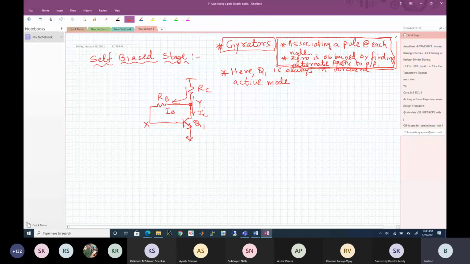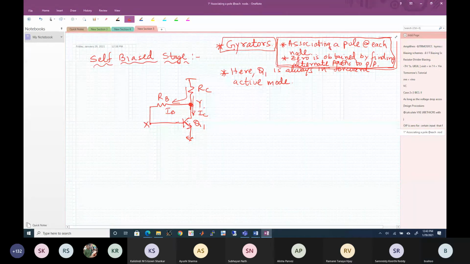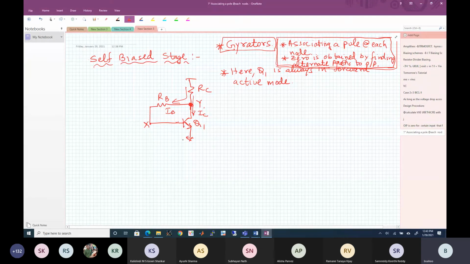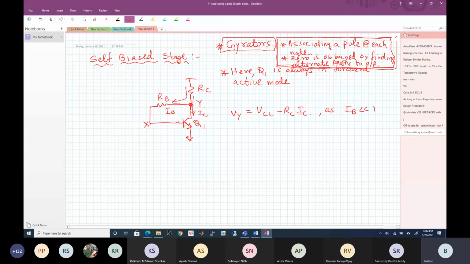Okay. So now the last biasing scheme is called self-biasing. This guarantees that Q1 is always in forward active mode because this voltage will be higher than this. No questions about that. Therefore this base-collector junction is always reverse biased. Now here, if we write all the KVL and KCL, Vy, this is the node Y, equals VCC minus RC times IC. Actually it is not IC in the true sense, but IB is much smaller than IC, so we are ignoring that. So we write it like that.